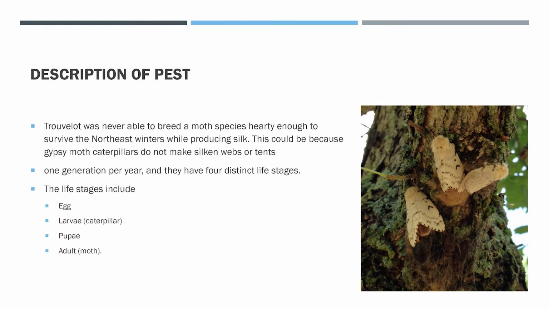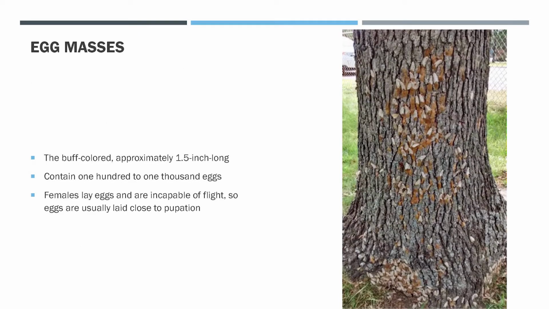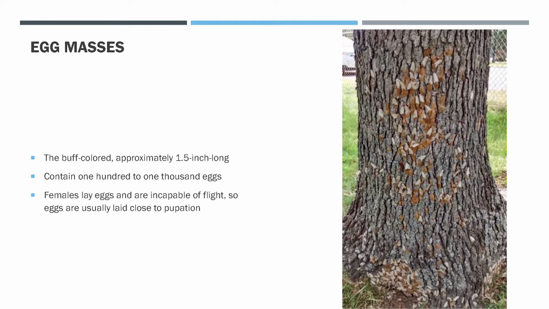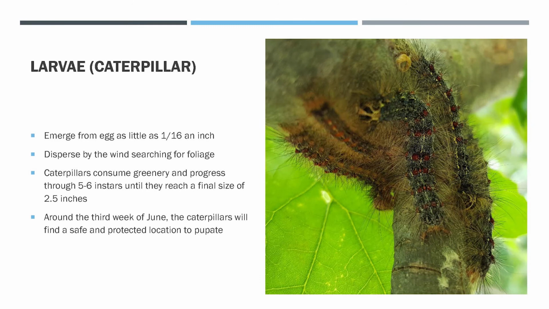Gypsy moths have one generation per year, and they have 4 distinct life stages: egg, larvae, which is the caterpillar, pupae, and adult moth. Female gypsy moths are known for cryptically laying eggs, which often results in them being transported by cars long distances. Female gypsy moths are incapable of flight, so egg masses are usually laid close to where they pupate. The eggs hatch, and the larvae that emerge are the caterpillars. They can disperse large areas by being blown in the wind, even though they're flightless. This is the stage where the gypsy moth consumes the foliage. They often grow from 1/16 of an inch to over 2.5 inches long.